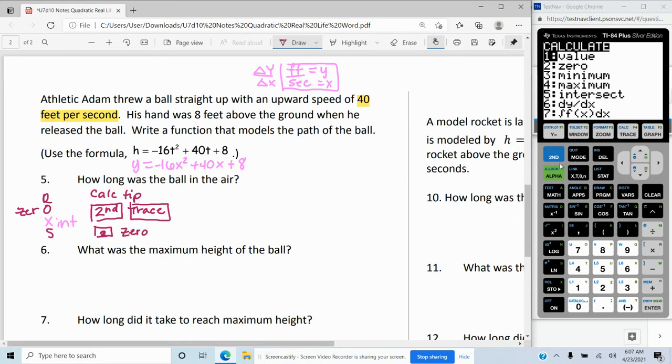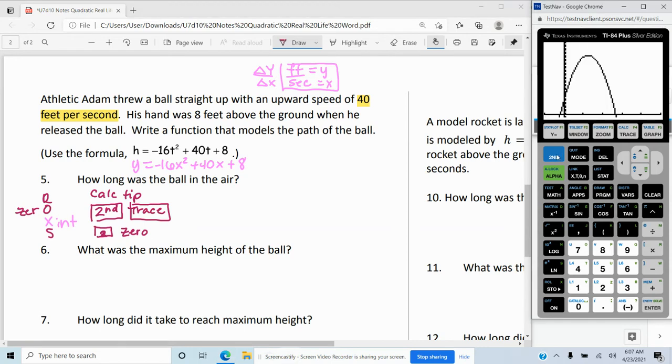Okay, so let me show you again. I'm here on my graph, right? Second, trace, 2. Now what we want to do is find this x-intercept, and we're telling the calculator where to look for it. So we're at the left. It says, point me to the left of it. Well, I'm already at the left of it. As long as I'm to the left of this point right here, the x-intercept, then we're good. So I'm going to hit enter.